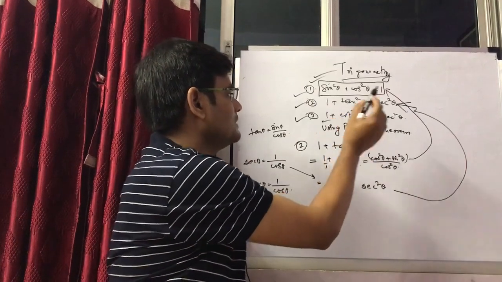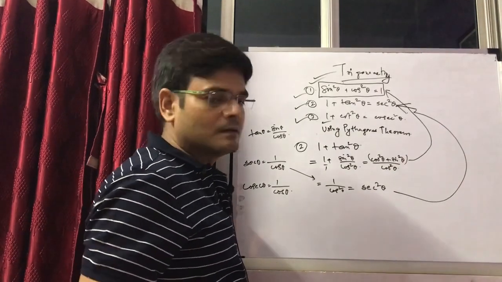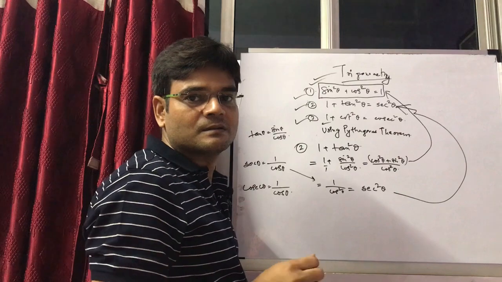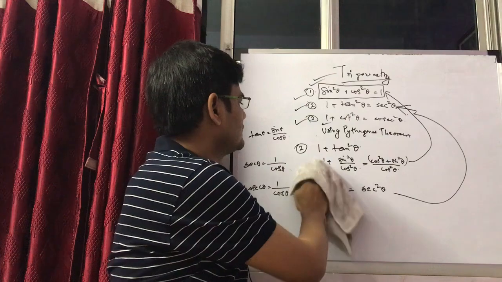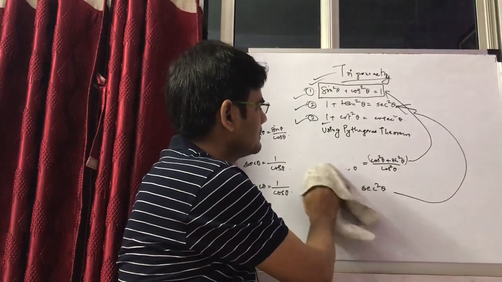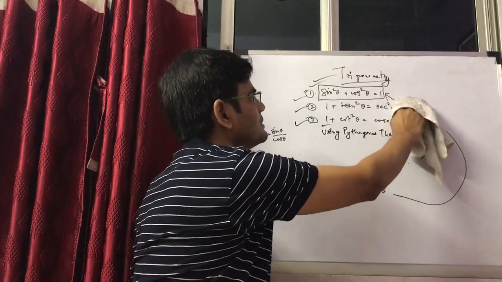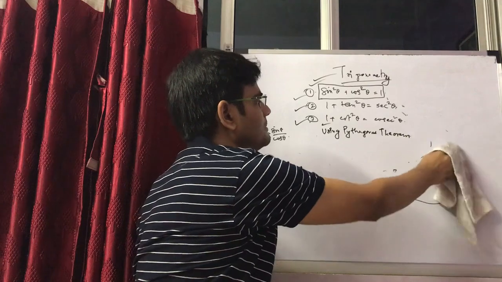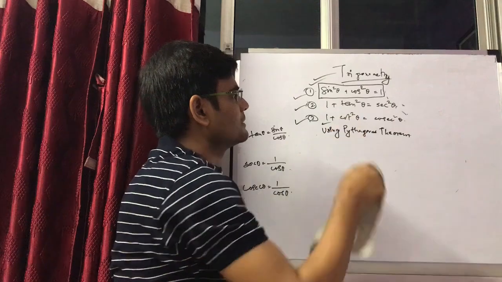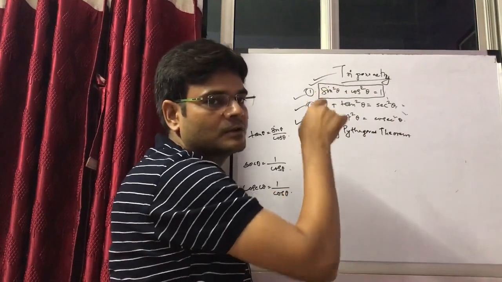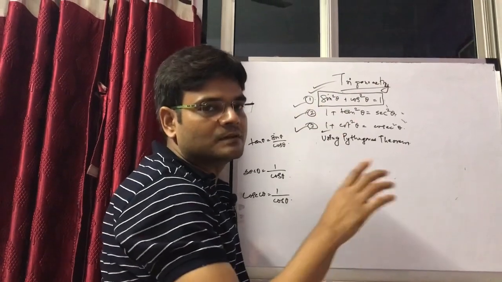I believe you are clear on this. Fine. Let's move on to the third one. Even if somebody asks you what is 1 plus tan square theta, you'll say, let me calculate, give me some time. You change tan into sin and cos, sin square theta by cos square theta, take the LCM. Sin square theta plus cos square theta is 1 by cos square theta, sec square theta.